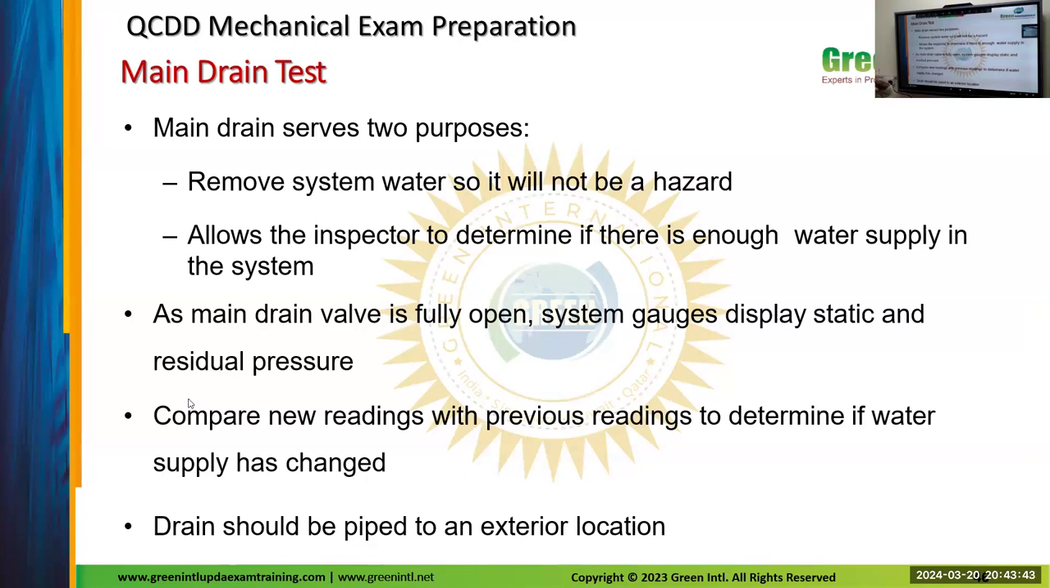Main drain test. So this is mainly for the standpipe: we will close all the zone control valves and test the standpipe alone. Okay, after that, we will open the drain valve and remove the system water so it will not be a hazard. This allows the inspector to determine whether there is enough water supply in the system when the main drain valve is fully open. System gauge.